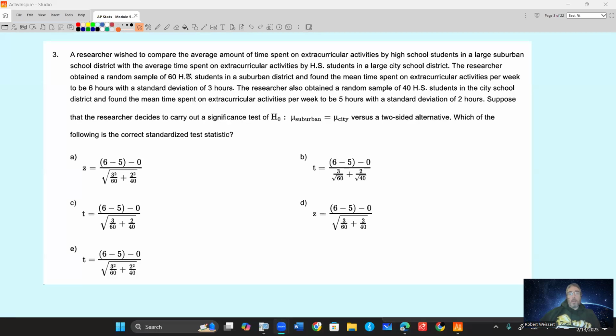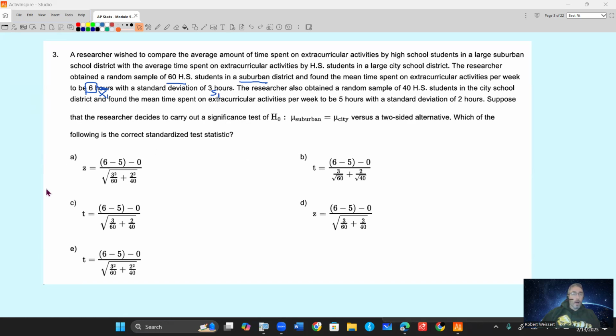Question 3. A researcher wants to compare the average amount of time spent on extracurricular activities by high school students in a large suburban school district with the average time spent on extracurricular activities by high school students in a large city school district. The researcher obtained a random sample of 60 high school students in a suburban district and found the mean time spent on extracurricular activities per week to be 6 hours. So that's going to be your mean of the high school. So I'll just do X bar 1 and a standard deviation of 3 hours, so S1.